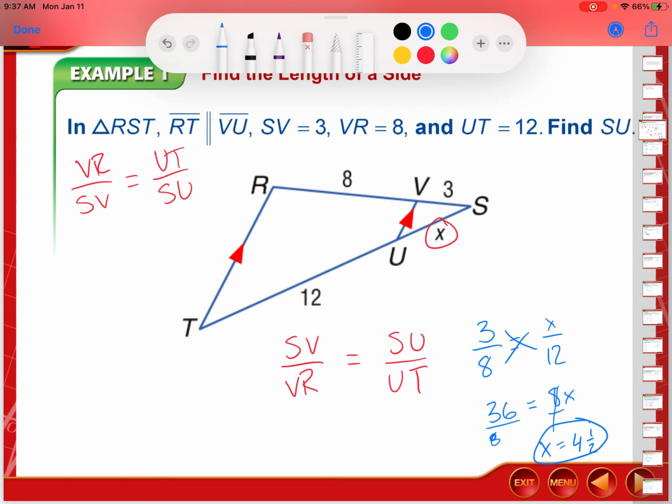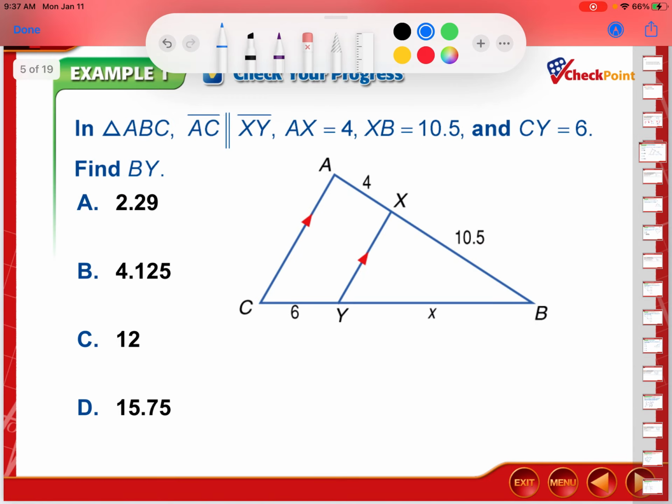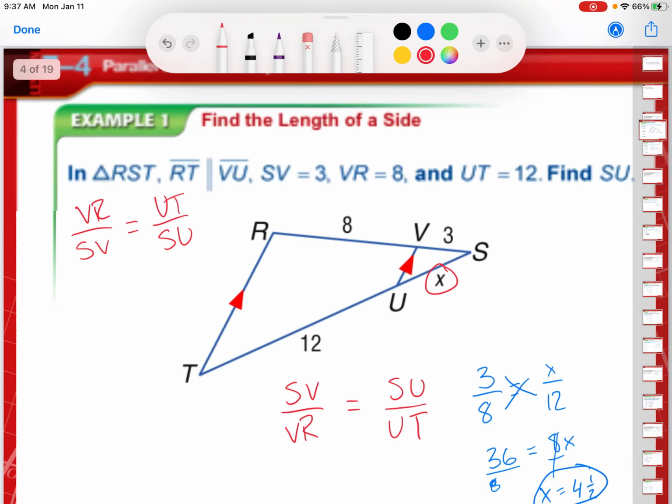Yep. So x equals 4.5. All right, so we're doing the same deal for this one. We have our triangle. We have our parallel lines here, which means we can set up a proportion.